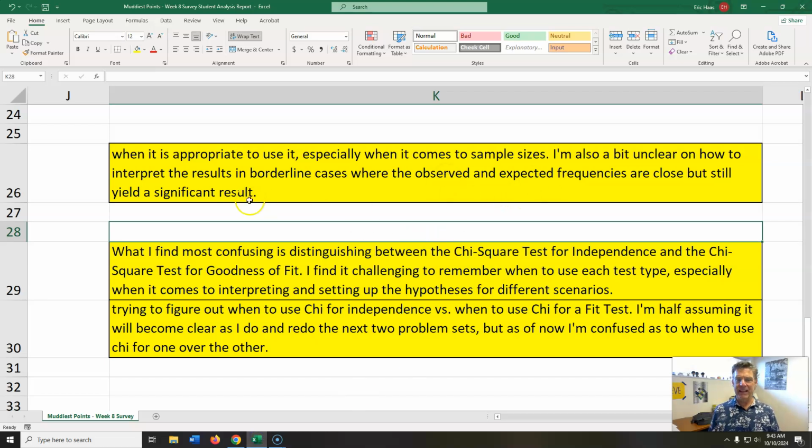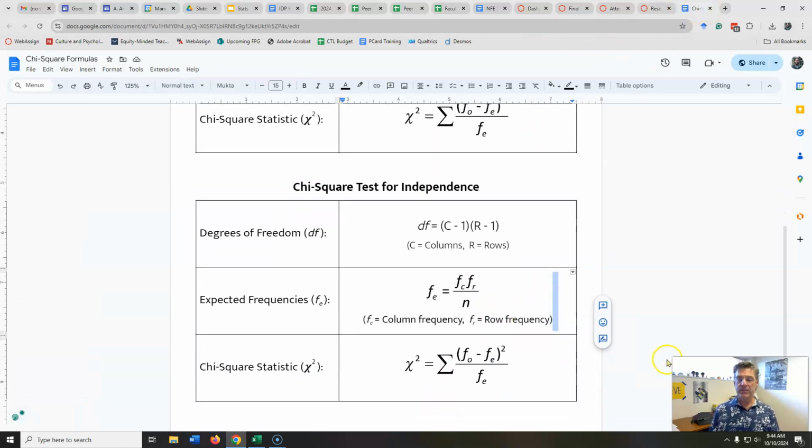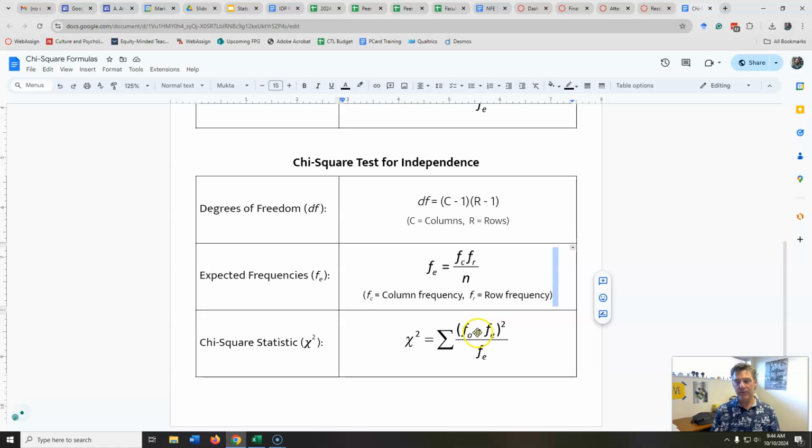So again, you shouldn't get large significant results if the observed and expected frequencies are actually pretty close. Because if you look at our formula here, let me go back to this. If you look at this formula, we're looking for a difference between the observed and the expected frequencies in the numerator here. And so if there isn't much of a difference, you're not going to have a very large numerator. But, and this is why the expected frequency size matters, we also divide it by the size of the expected frequency.